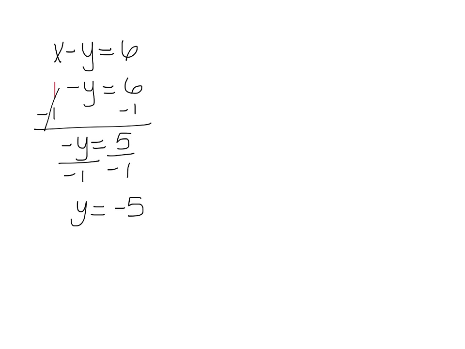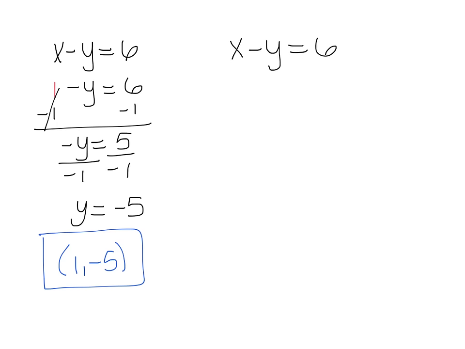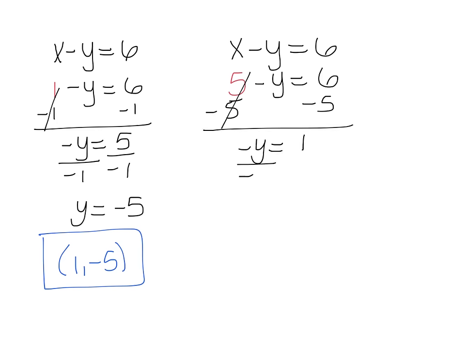So what is the point? When I plugged in x is 1, I got negative 5. So my point is (1, negative 5). That's 1 point. Now let's find the next point. Plug into the original equation, and we're going to plug in our other x value, which is 5. So 5 minus y equals 6, minus 5, negative y equals 1, y equals negative 1.